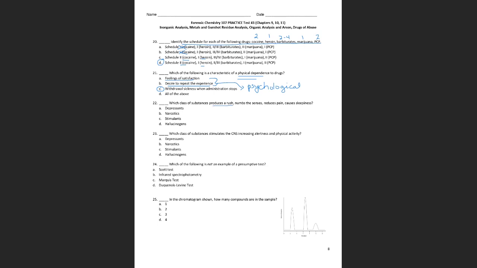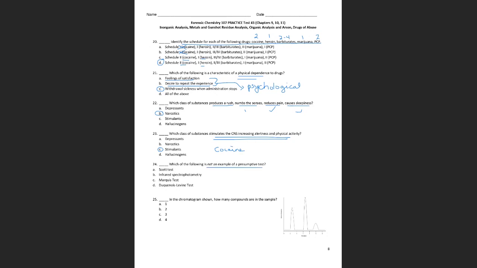Okay, so producing a rush, numbing the senses, reducing pain, causing sleepiness. So reducing the pain and causing sleepiness would be narcotics. They also can produce a rush. Stimulating, so the key word there is stimulating. That's going to be a stimulant. So cocaine is one that people sometimes think is a narcotic, but it's actually a stimulant.